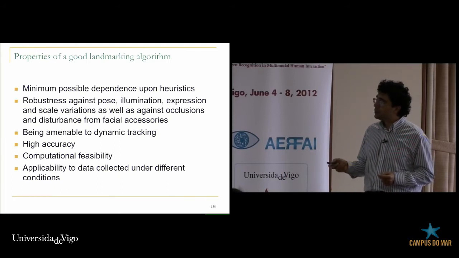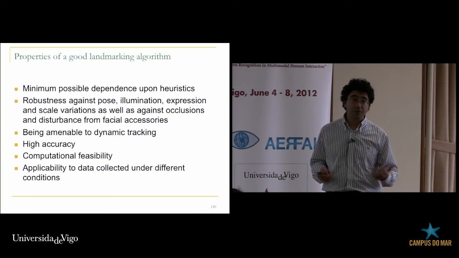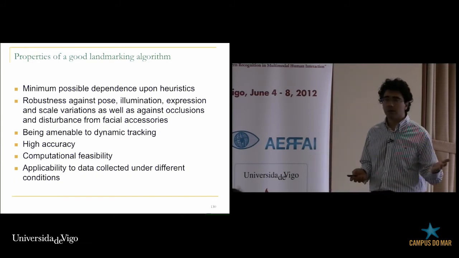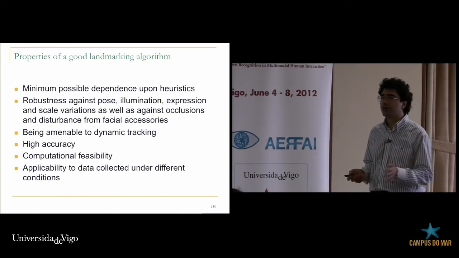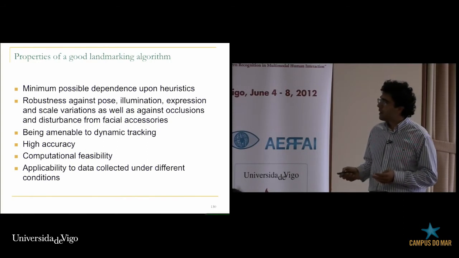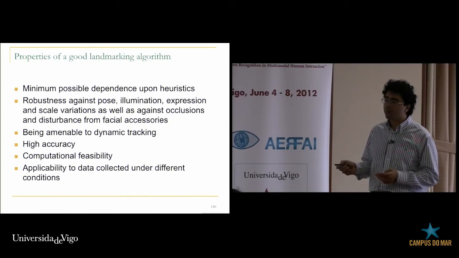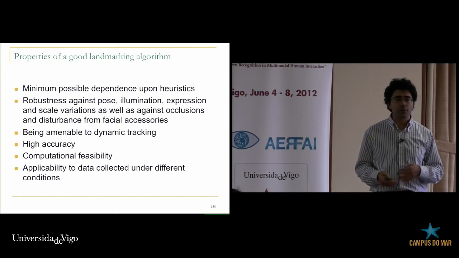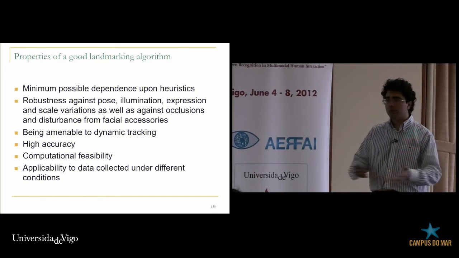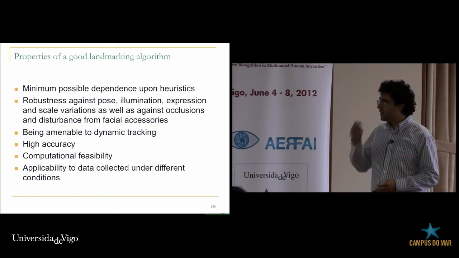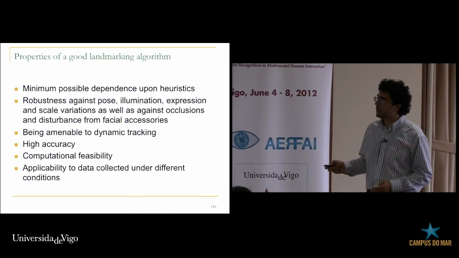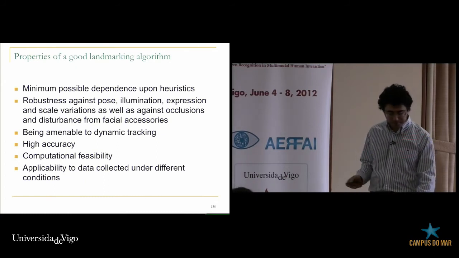If they're amenable to dynamic tracking, that's a bonus. For instance, active appearance models are nice because you can build a tracker with them very quickly. Of course, you want high accuracy and computational feasibility. You shouldn't be computing them for over a week. It should be real time if possible. And it should be applicable to data collected under different conditions.